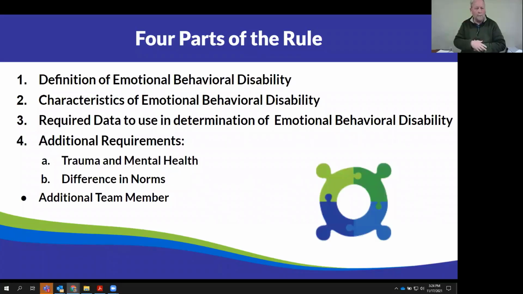So the new rule is organized into four main sections, but we're actually going to go into them in a different order than they appear on this slide and the actual rule. So we're actually going to start with parts 3 and 4 that you see on the slide, the required data collection activities that are required, and then additional things that the IEP team needs to consider if they are evaluating for a potential emotional behavioral learning disability.